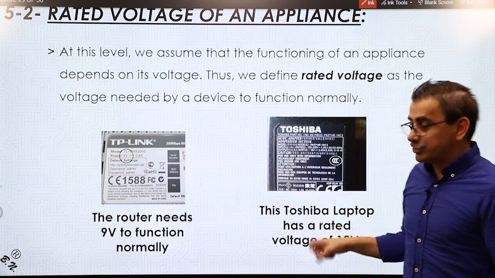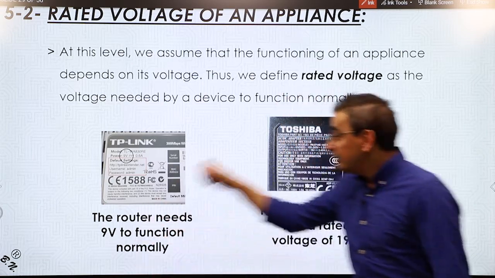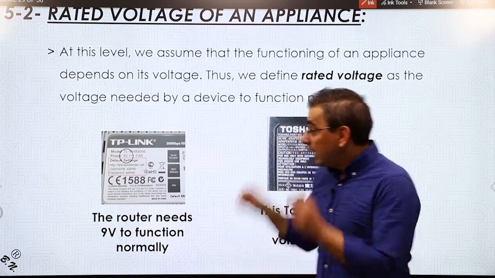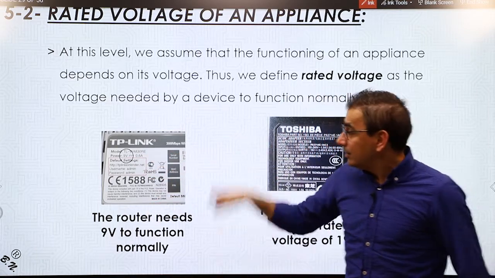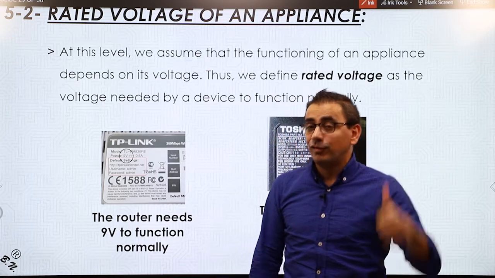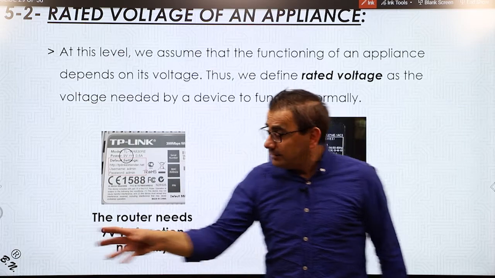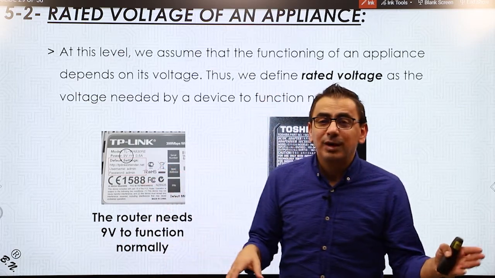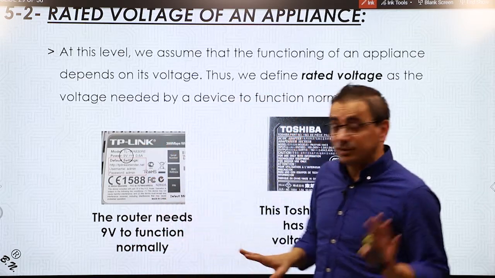I've taken here two pictures, one of a router, since we are relying on routers a lot nowadays, right? And one of a laptop. On a router, we have 9 volt, line 0.6 ampere, meaning this router functions properly under a DC voltage of 9 volts and 0.6 ampere. Now, I will not talk about this. Let's think of it that this router needs 0.6 ampere. But I will not talk about it.